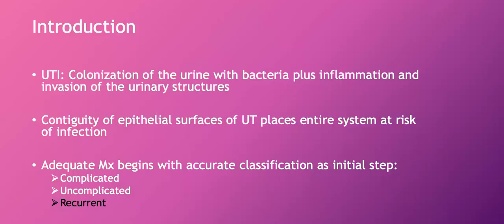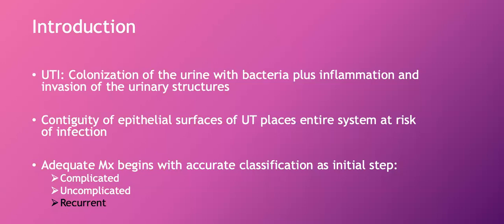So as an introduction, UTI is basically defined as colonization of the urine with bacteria plus inflammation and invasion of the urinary structures. Because of the contiguity of epithelial surfaces of the urinary tract, it places the entire system at risk of infection. So essentially, adequate management begins with accurate classification as an initial step.